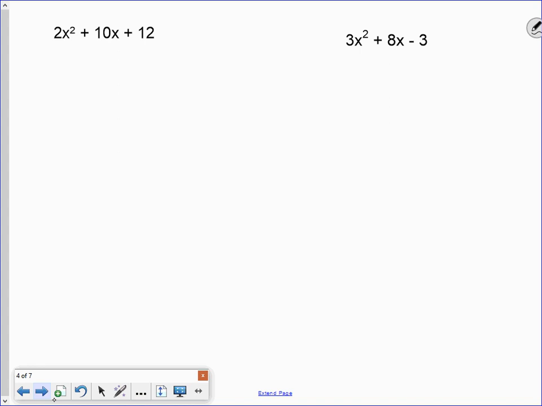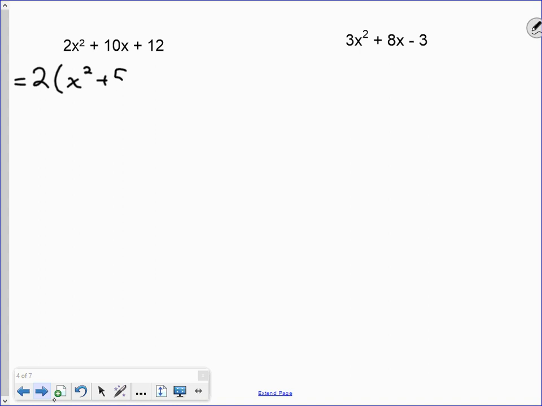All right. Our next one here, we've got 2x squared plus 10x plus 12. First thing we're going to do is check to see if there is a common factor. There isn't a variable common to all of these terms, but all of the numbers are divisible by 2. So our first step is going to be common factor out that 2. 2x squared, we're going to need a 5x here to get the 10x, and then a 6.